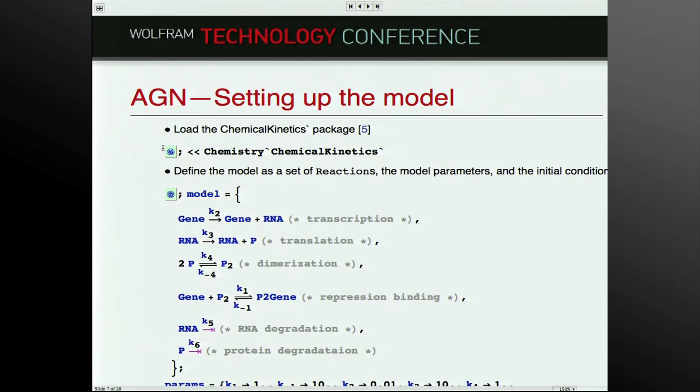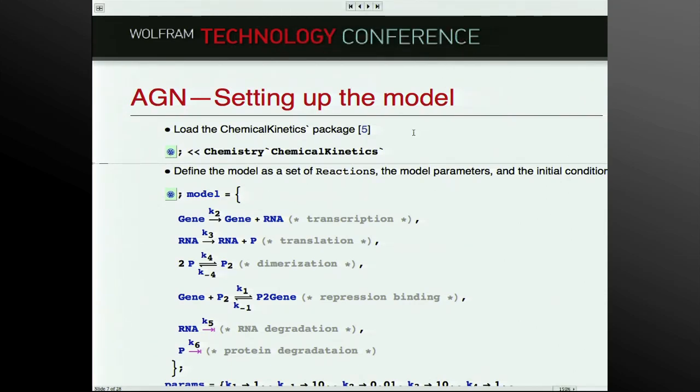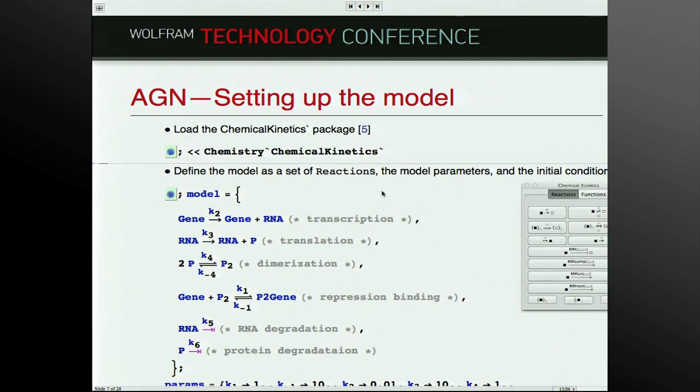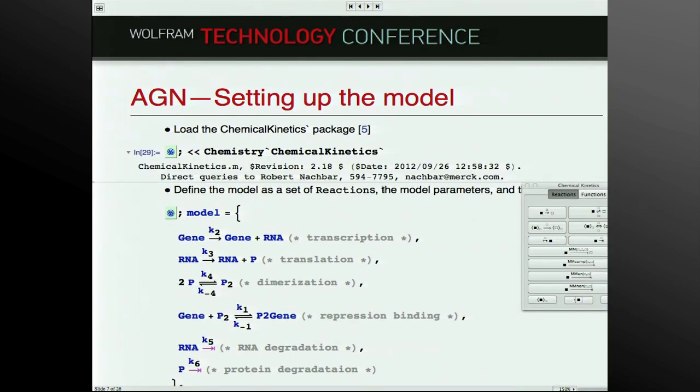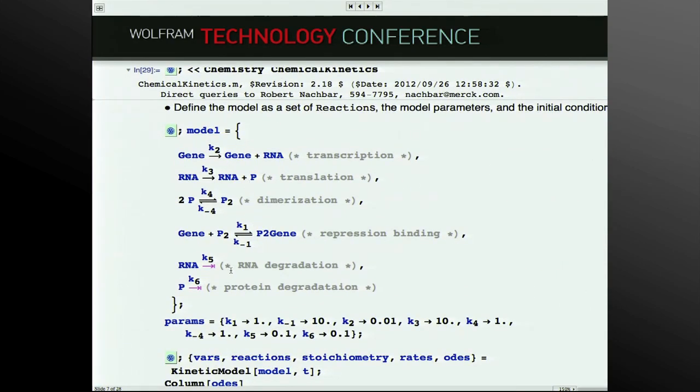Okay, so let me load the package that we use that lets me write the reactions and then parse them and turn them into differential equations and everything. I'll put that away for now, we don't need it. Okay, so here I've written the reactions as Mathematica expressions, reactants on the left, an arrow with the rate constant, and the products on the right.